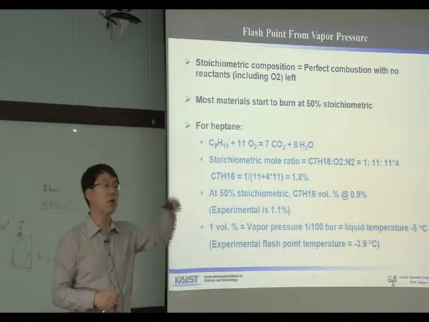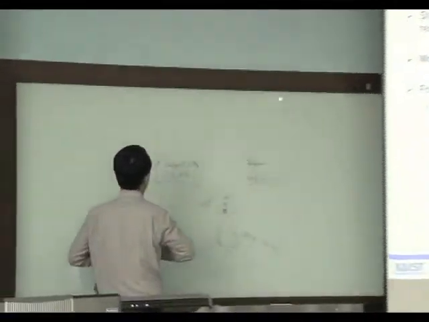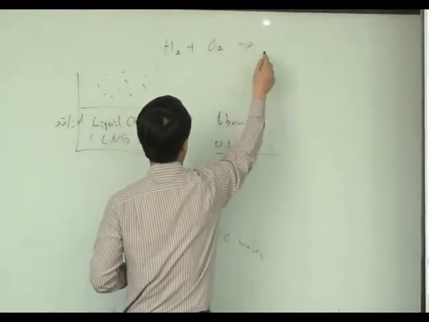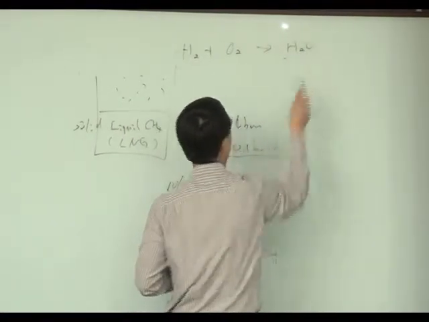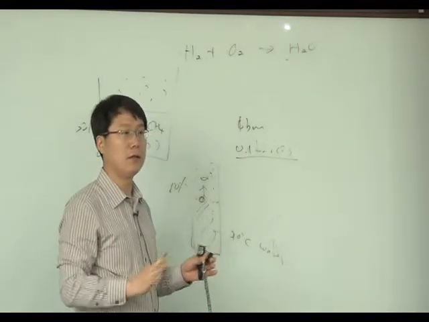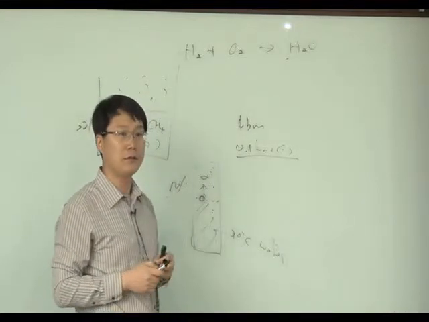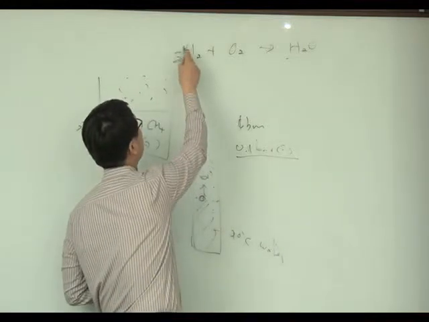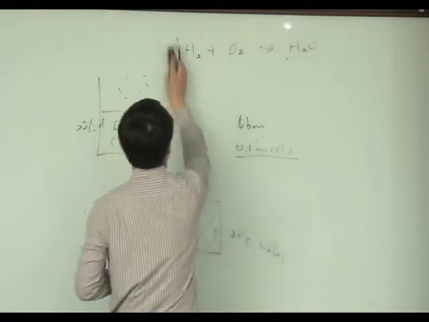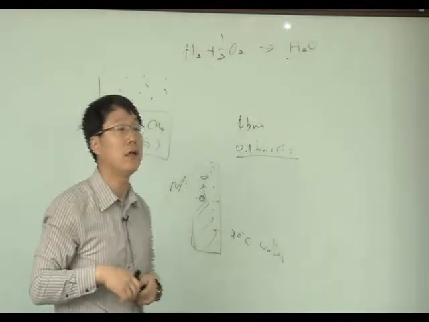If we have hydrogen mixed with oxygen to form water, right? If we react like this, we may have some hydrogen left. So the stoichiometric concentration is like this. This is the stoichiometric concentration.